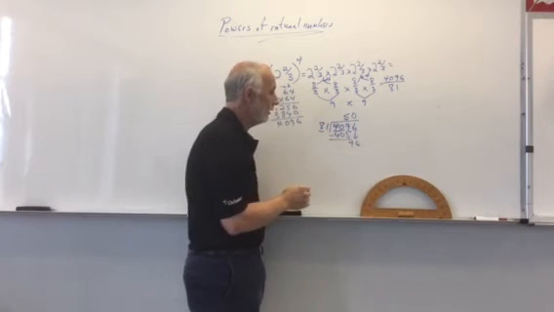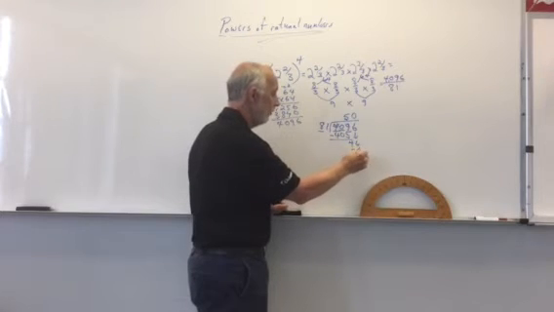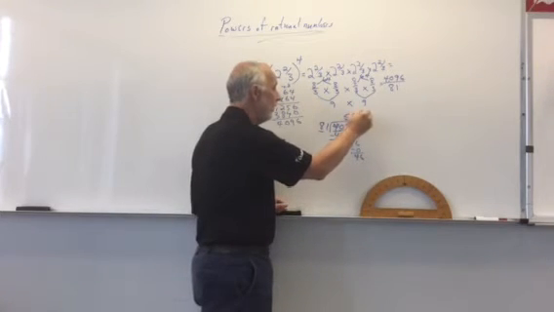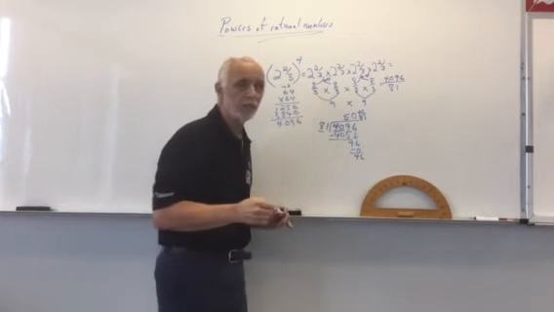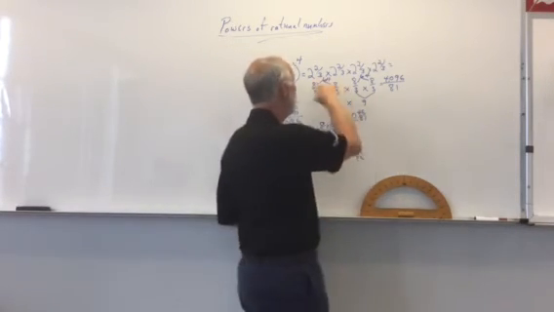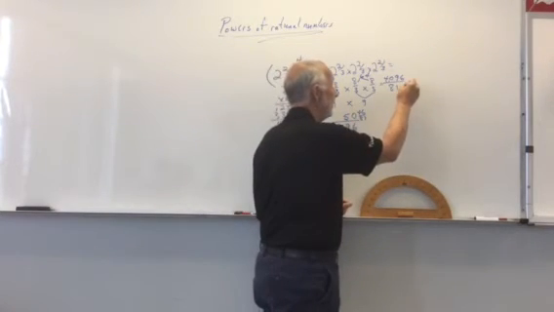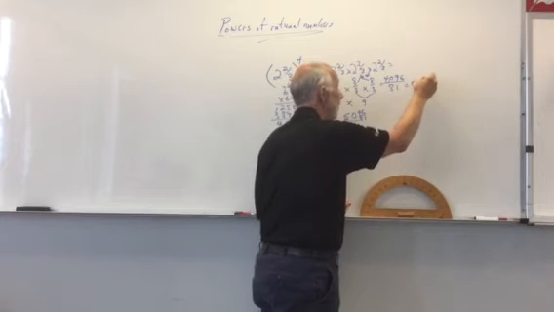81 goes into 46 0 times because 81 is bigger than 46. Remainder 46/81. Make sure it can't be simplified, which it can't, and that's your answer. So 2 2/3 to the 4th power is 50 and 46/81.